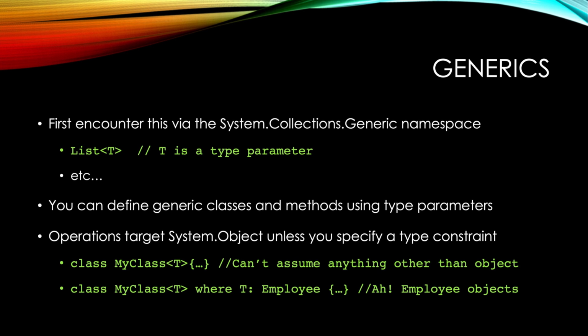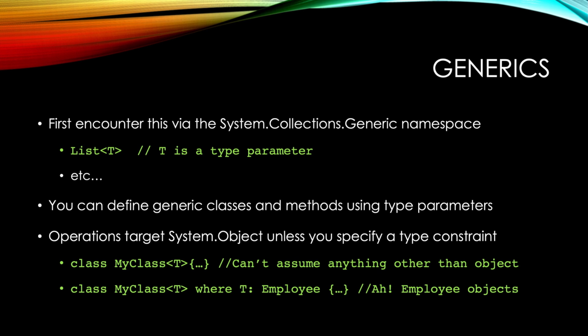You can use type parameters in your code. You can create generic classes and generic methods. However, just to be aware, if you don't specify what's referred to as a type constraint, then you're going to be limited to just whatever operations you could perform on System.Object. So for example, if you have a class declaration like class MyClass<T>, and you don't have a type constraint, then you can't assume anything in the body of your code other than object. In other words, you can't call interface methods for a type other than what object specifies.